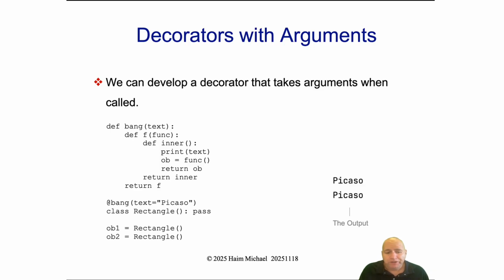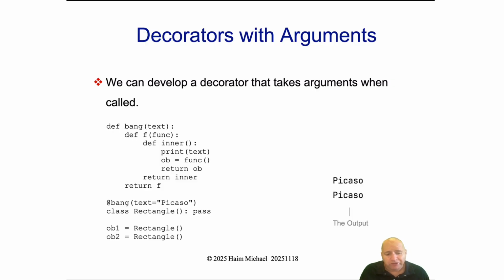Now we can also develop decorators that take arguments. So if we want to develop a decorator that takes an argument, it means that the function that is the decorator should be defined with parameter or parameters. So in this code sample, bang takes text, and now when I decorate rectangle, I specify that I want to pass over the text Picasso to be the value of text. And what that means is that whenever rectangle is invoked, we get a new rectangle object, but we also get the text Picasso printed to the screen.